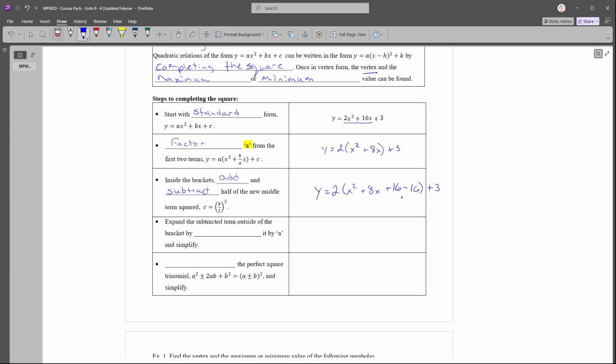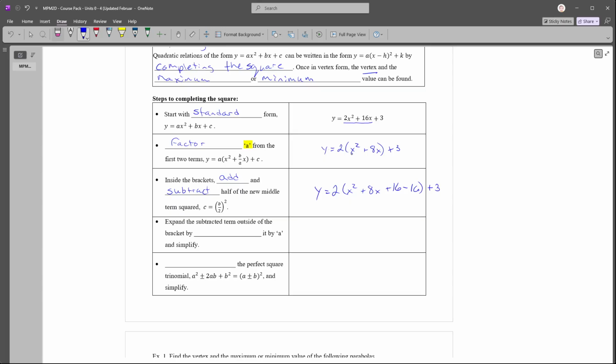You should be thinking to yourself, I still don't see how you've created a perfect square trinomial yet. Well, that's because we got 4 terms in here. We got to get rid of one. The next step is where we're going to bring it down to 3 terms inside. So what we're going to do is expand the subtracted term. We're going to bring the subtracted term back out to the outside.